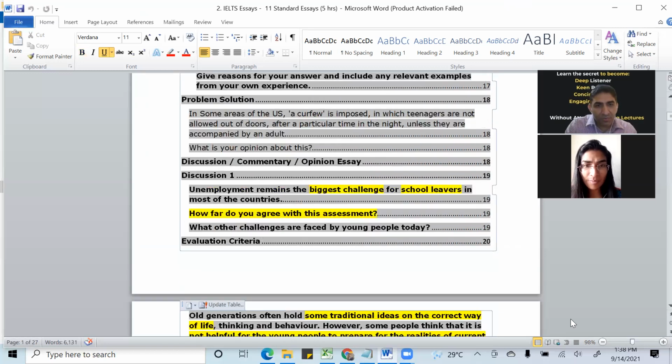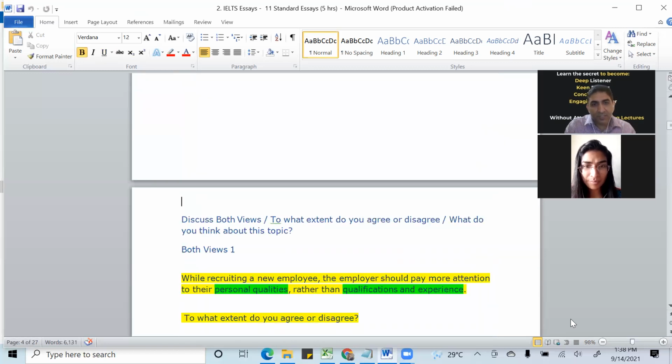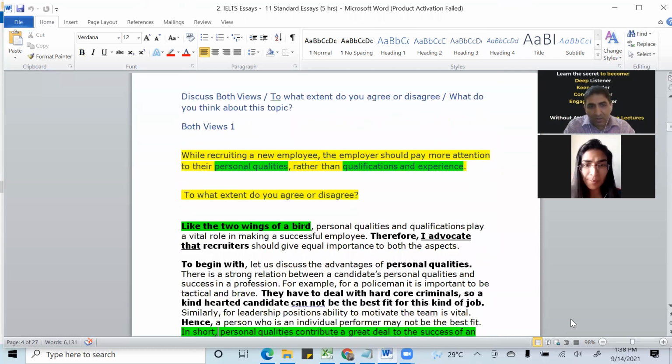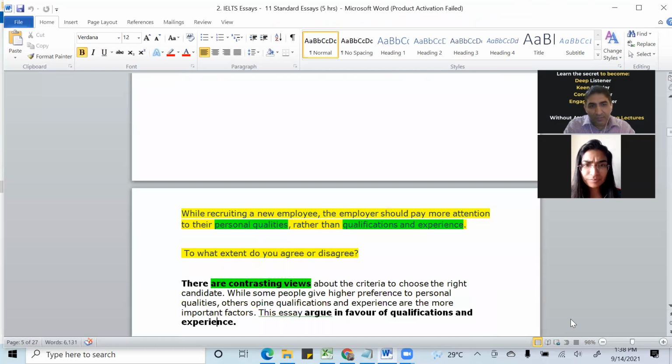Let me just take you to the essay itself. So look, this is the first one, right? It says discuss both views types of essays. The first category of essay is where you are supposed to discuss both views. And the kind of statements you will get there are, to what extent do you agree or disagree? Again, to what extent do you agree or disagree?